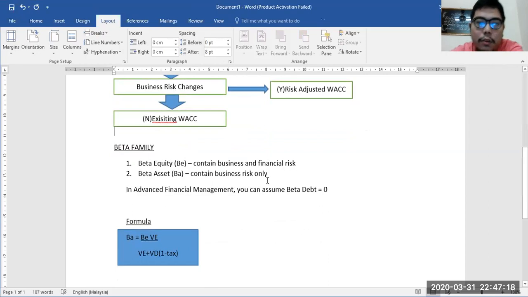Before we go to the question, let's learn about the beta family. In the exam, the most famous ones are beta equity and beta asset. Beta equity contains business and financial risk, while beta asset contains business risk only. How about beta debt? In advanced financial management, you can assume that beta debt is equal to 0.